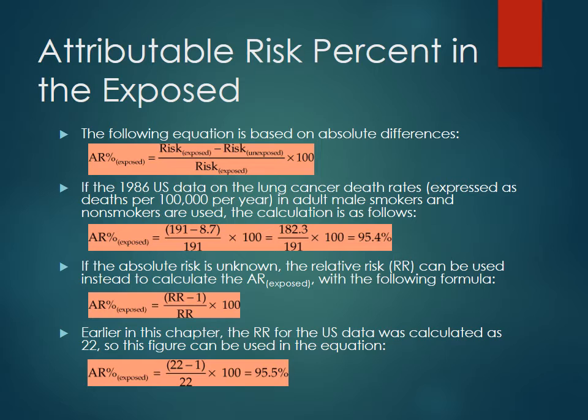Okay, so just to give you a concrete example, if we wanted to do this with that 1986 data for those male smokers, we know for that population that the risk in smokers was 191 per 100,000, right? And then it was 8.7 for those in the non-exposed, non-smoker group. So we divide that out by the risk in those that are exposed, times it by 100. And essentially what you end up getting is a percentage of 95.4%. So does anyone want to take a stab at what that percentage means?